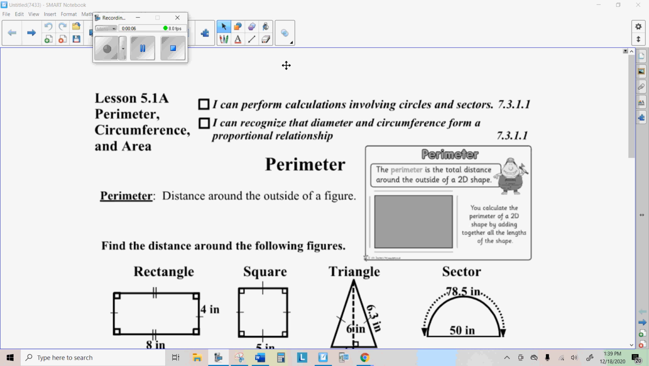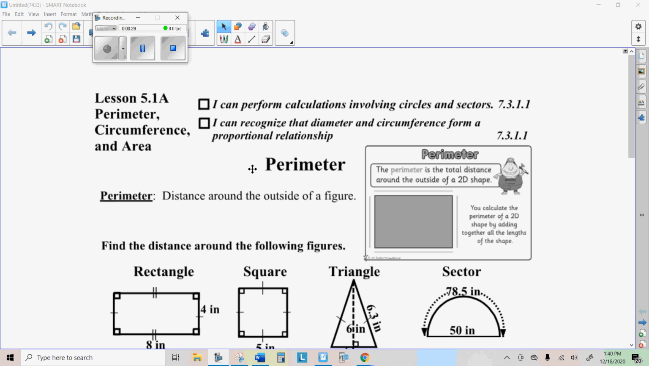Mr. Hermanson again. Today, we're going to start Chapter 5, and our lesson today will be on the perimeter, circumference, and area. Actually, perimeter and circumference are the same thing. It's just that circumference is the word for the distance around a circle, where perimeter is the distance around anything. And then area.